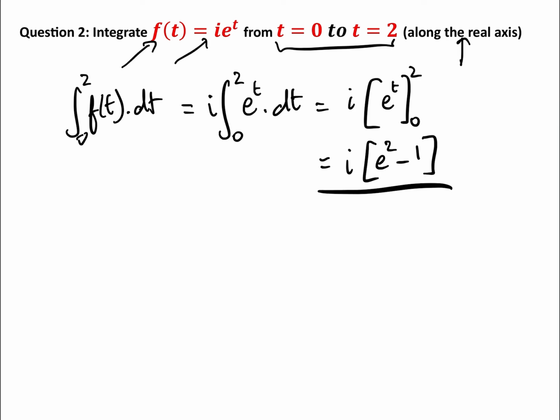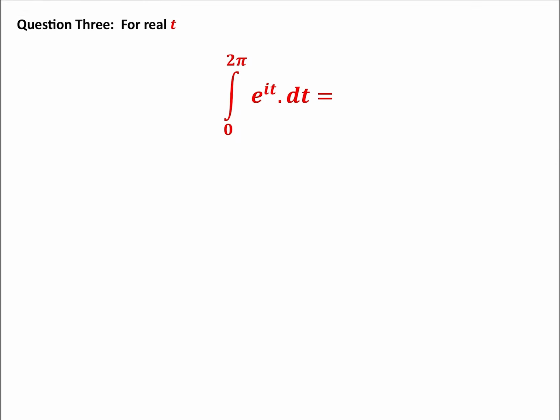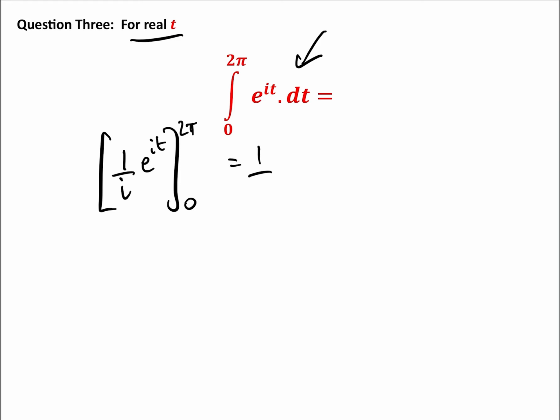Okay, we're racing along these. They do get a little bit harder. Question number 3. I'll pause the video if anybody wants to do it. Okay, so for real t, what is this integral here? Well, basically they've already given us, there's only an imaginary part to this. All we've got to do is integrate. Well, the integral of e to the it is 1 over i e to the it, and that's between 0 and 2 pi, which equals 1 over i, e to the 2 pi i minus e to the 0 i, just putting these into there.